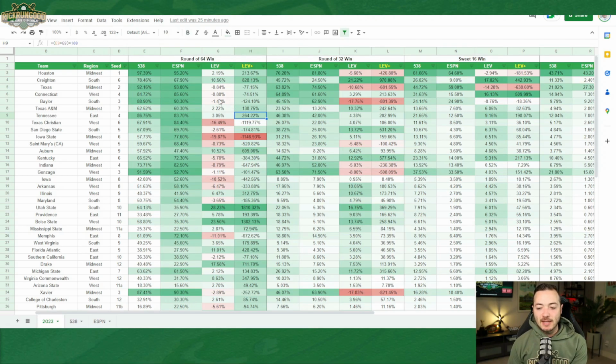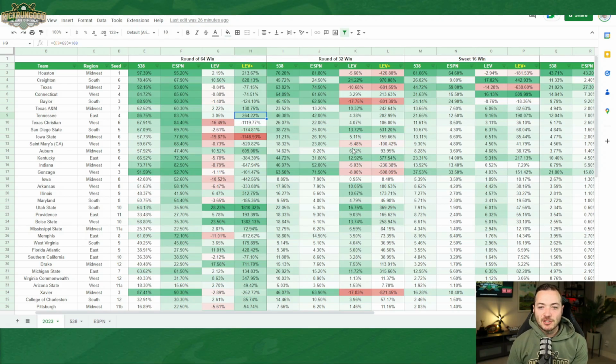The idea being that you would rather have 2% leverage on a team that is 10% to win the national title versus 2% leverage on a team that is 2% to win the national title, right? So this is just a way to say higher is better. I'll show you how that works in just one second.